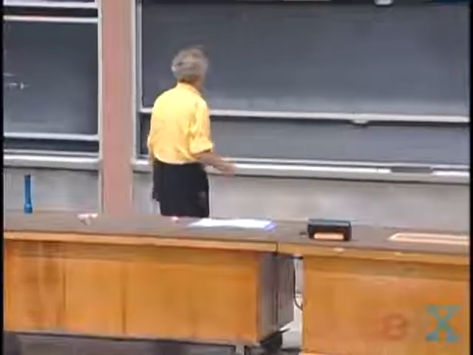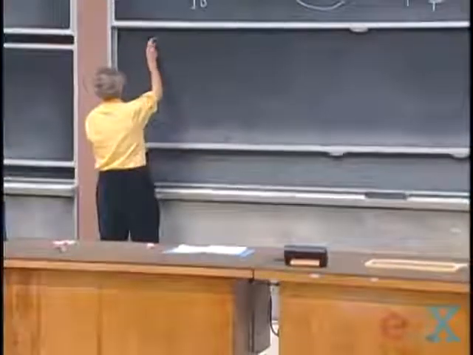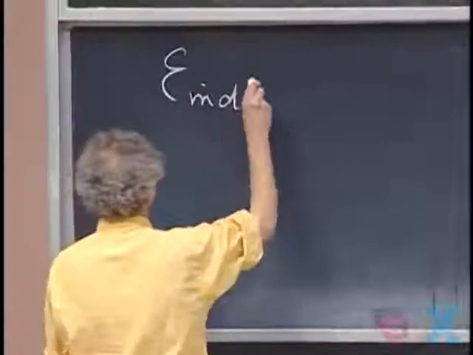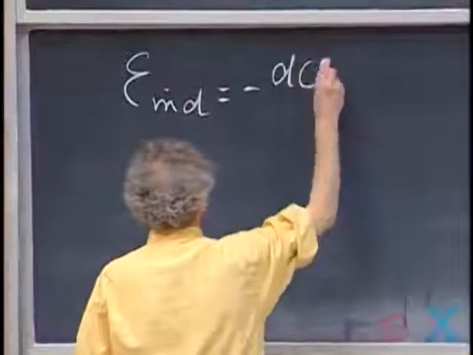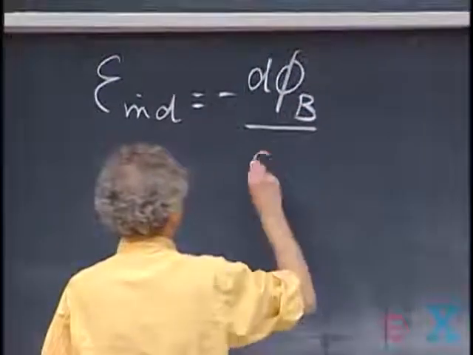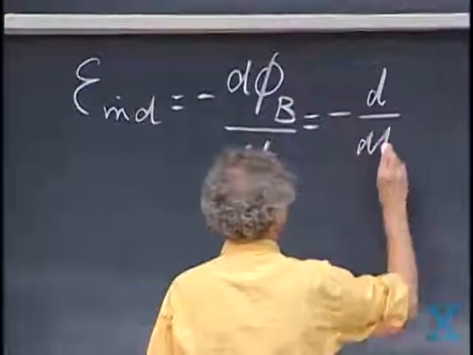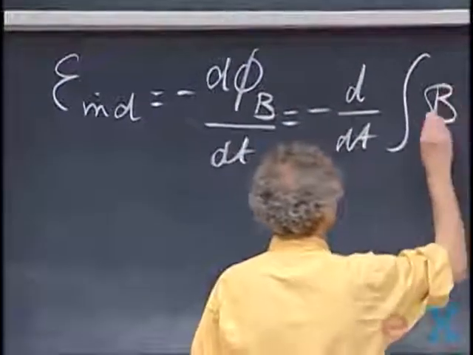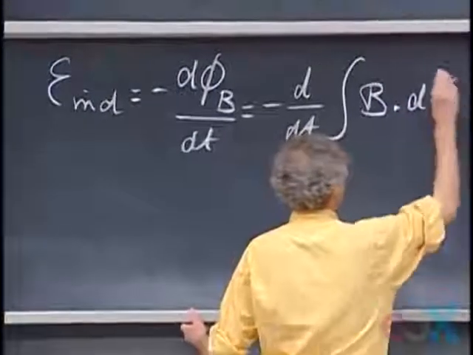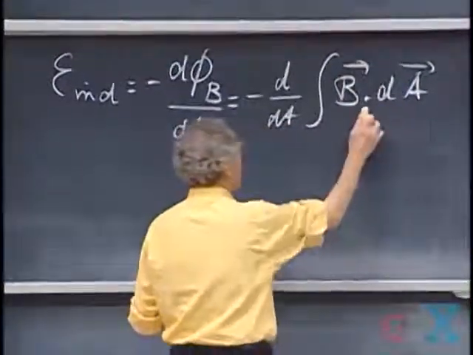So the EMF induced equals minus dΦ/dt, equals minus d/dt of the integral of B dot dA, over an open surface.